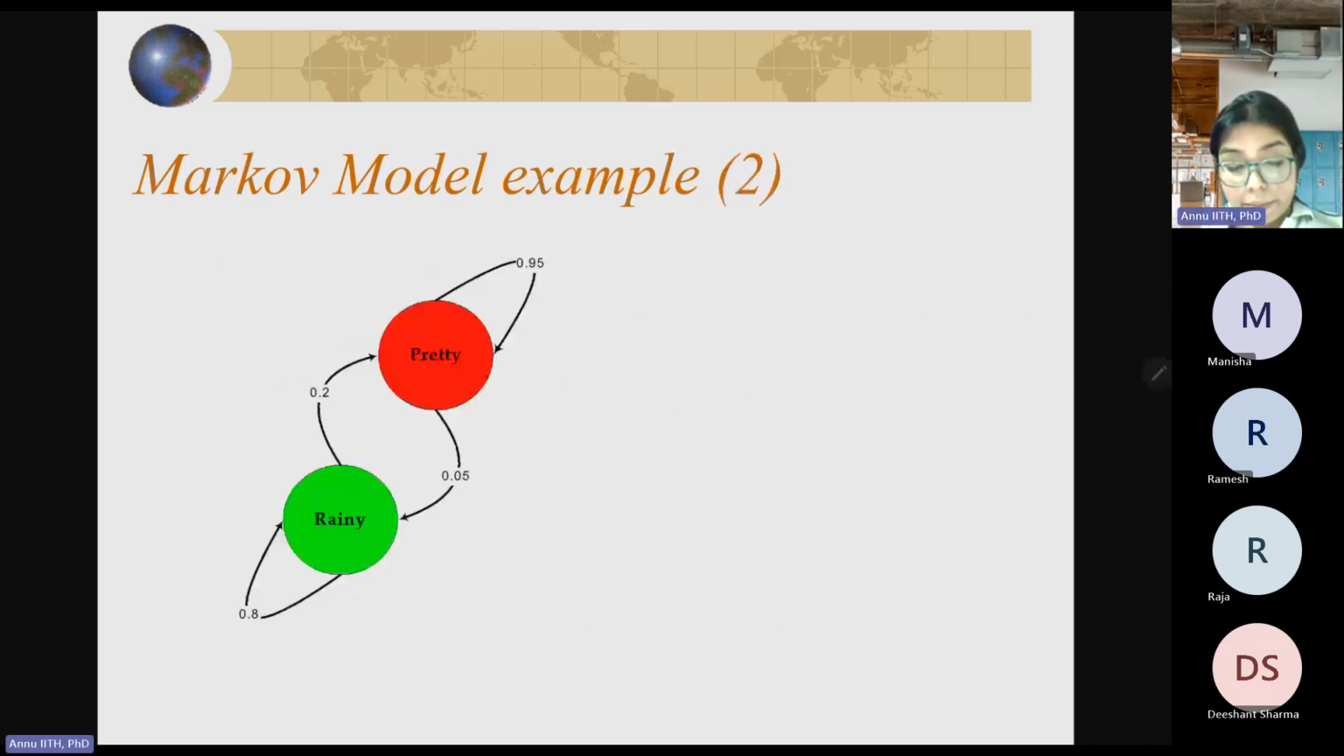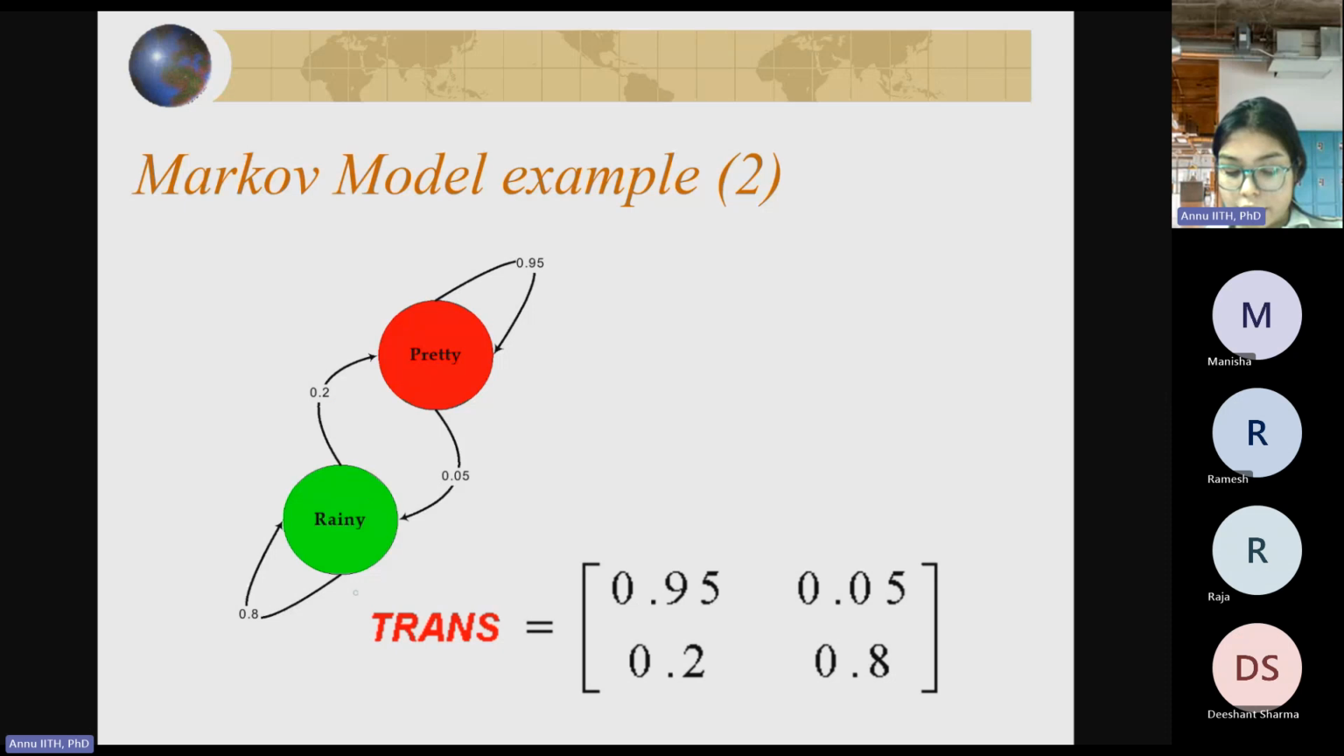Now we'll see some more examples. So you have these things. If you are in the state rainy, what is the probability of getting rainy only? It is only 0.8. Whereas if you are in state pretty, what is the probability of remaining in pretty? It's 0.95. So the probability from rainy to pretty is 0.2, like that. So the transition probability is this one.